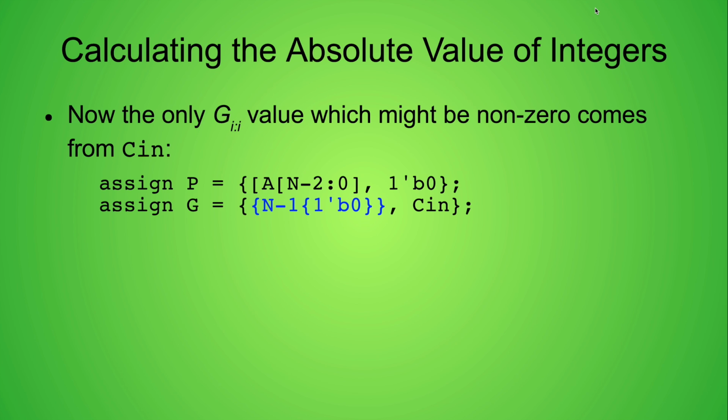Pay particular attention to the calculation of the g bit vector. Since all of the bits in b are 0, potentially the only non-zero entry in the bit vector g is the cin value. For any other value of i not equal to -1, g sub i colon i is 0.